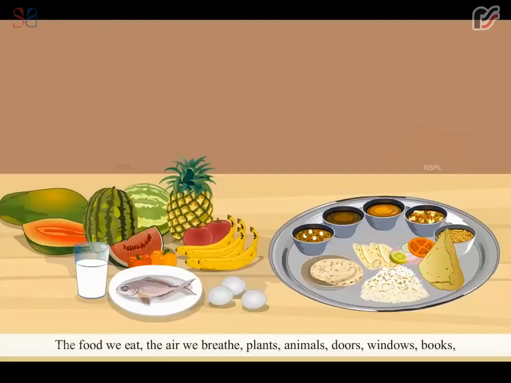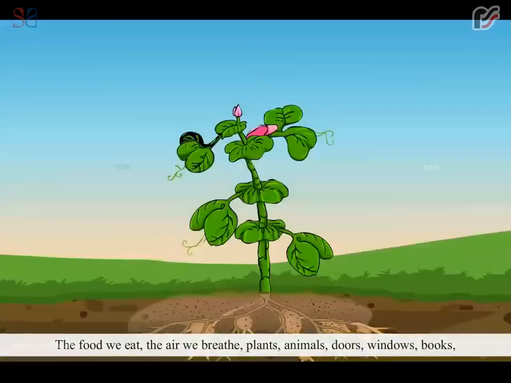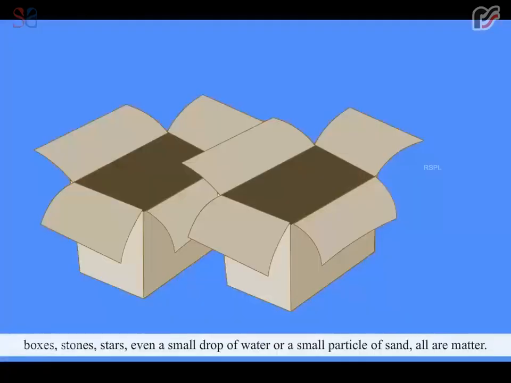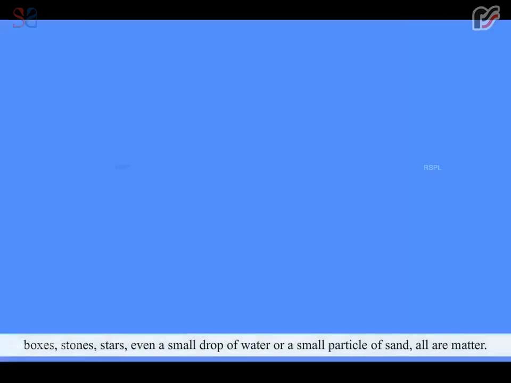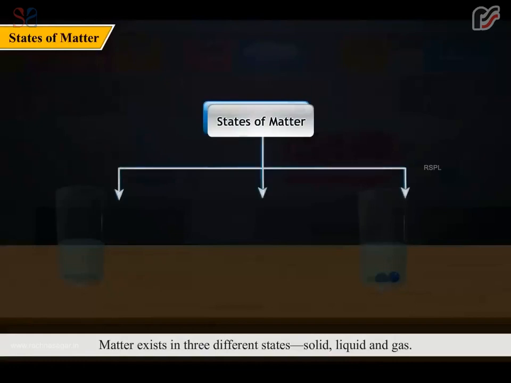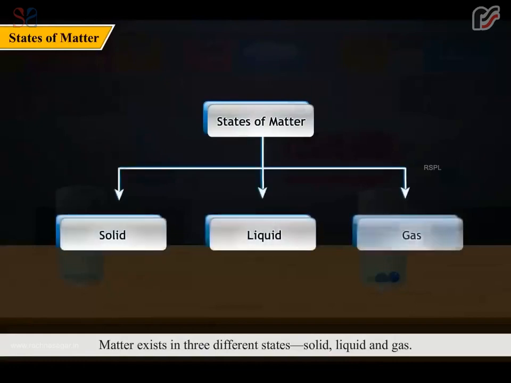The food we eat, the air we breathe, plants, animals, doors, windows, books, boxes, stones, stars, even a small drop of water or a small particle of sand, all are matter. All these occupy space and have mass. Matter exists in three different states: solid, liquid and gas.